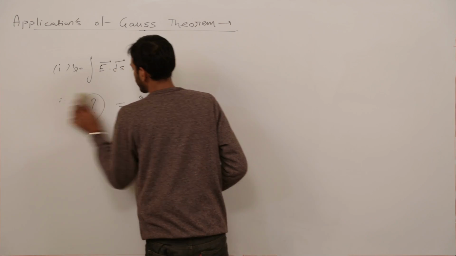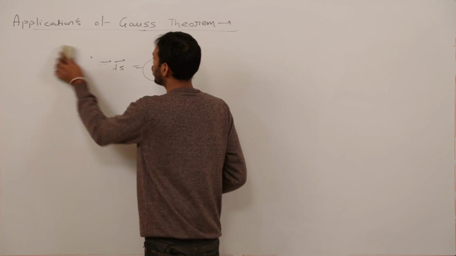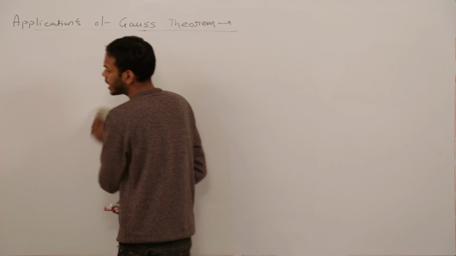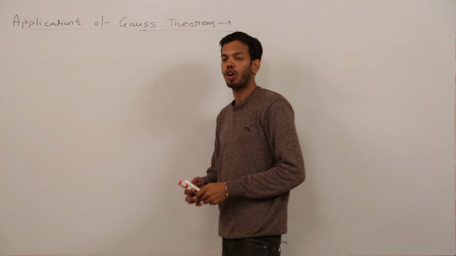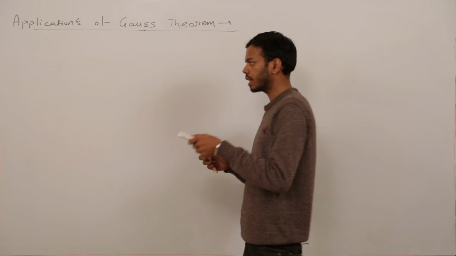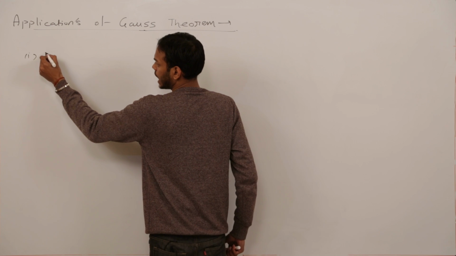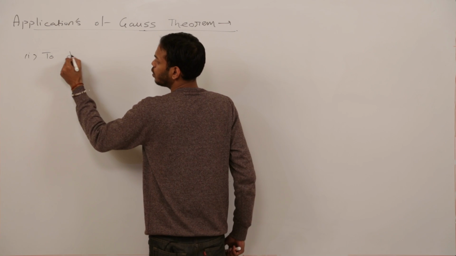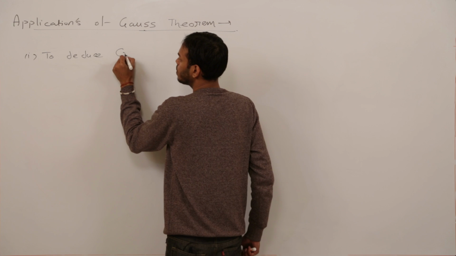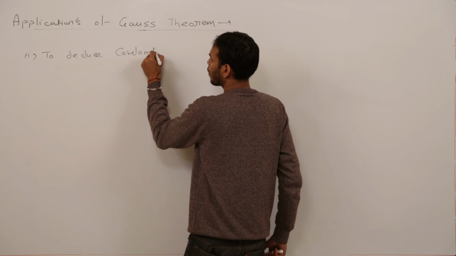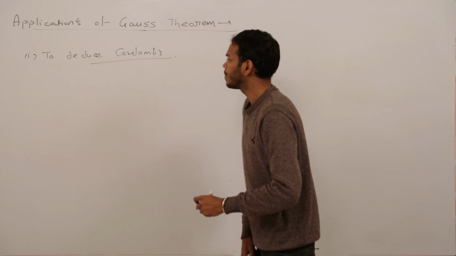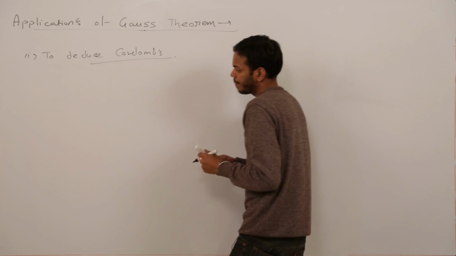Let's start it out. How many charge distributions do we know about? Linear charge distribution, surface charge distribution, and volumetric charge distribution. We will come back to that point, but first, let's deduce Coulomb's law from Gauss theorem. Okay, let's do this point first.